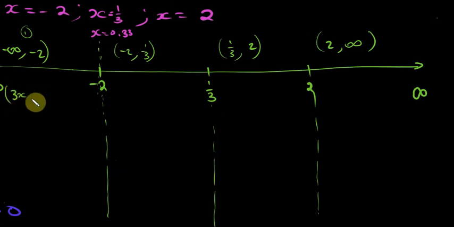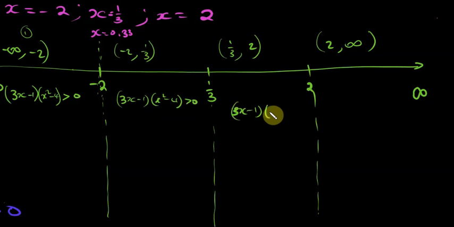(3x - 1)(x² - 4) should be greater than 0. That's our condition. (3x - 1)(x² - 4) should be greater than 0. (x - 1)(x² - 4) should be greater than 0.